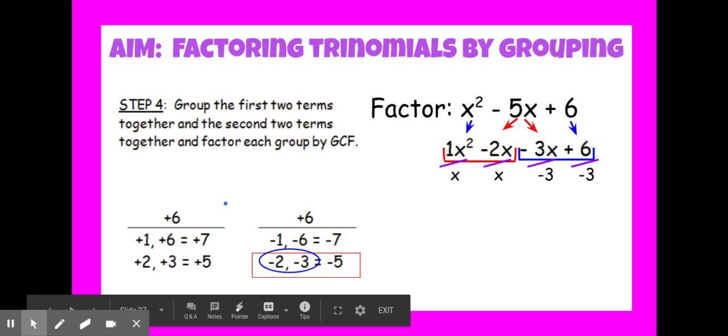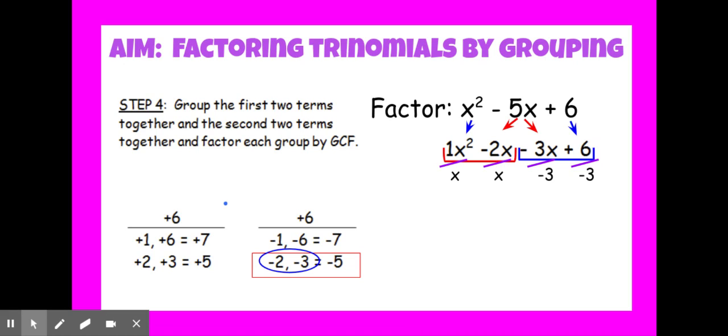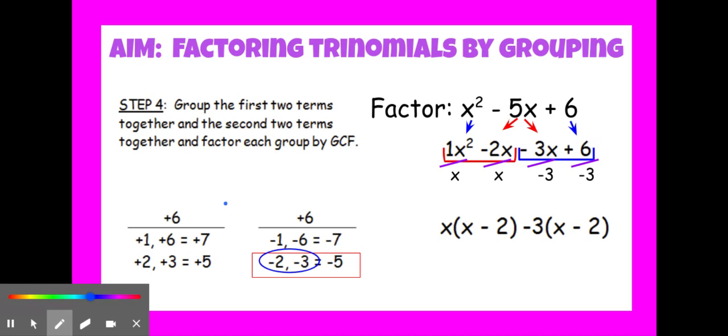So our GCF for the first two terms was x, so we divide x out. And our second two terms was -3 because we had a leading negative, and you always want to factor out a negative if it's a leading negative, and then the number that goes into both 3 and 6. So once we factor out each of those terms, we are left with x times x minus 2, and then we factor out that -3. That -3 goes here, and then we divide it out. We get x minus 2, so the x went there. And that's what we get as our next step here.